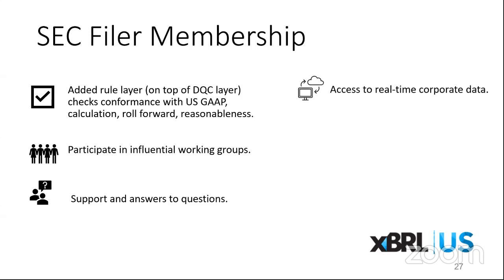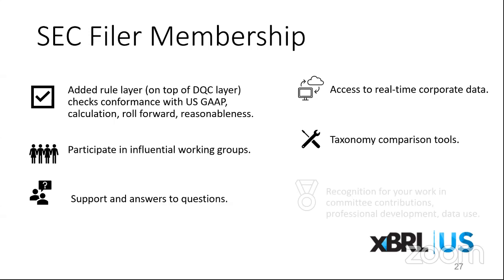Also, access to real-time corporate data. We have a number of tools that our SEC filer members can use, including access to our database through screening, querying and extraction tools that we have. We also have taxonomy comparison tools, so that when a new release of the US GAAP taxonomy is available, you can compare your own existing filing against the changes, so you can identify what's been deprecated, what needs to be changed, and definition changes that will impact you.